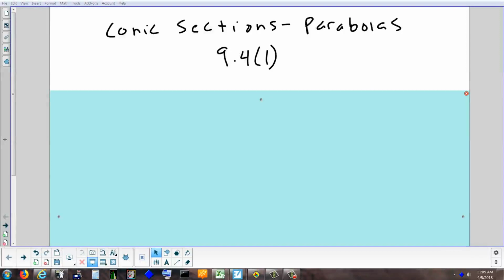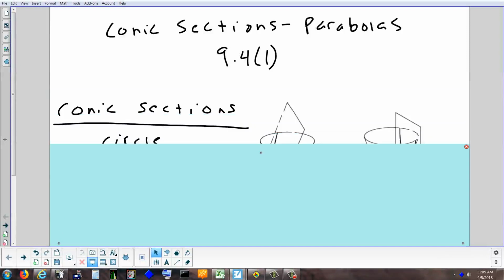All right, so today we're going to finish up our material for the week, looking at conic sections. First of all, I'm going to try to explain what conic sections are. There are 4 of them. We're going to study 3 of them, one today, one the next class, and one class after that.